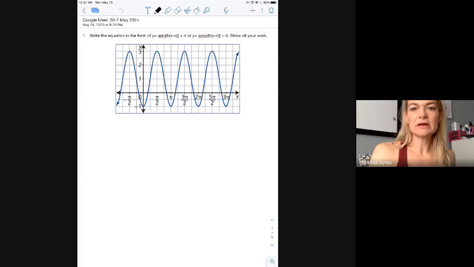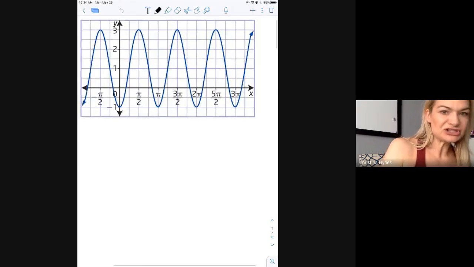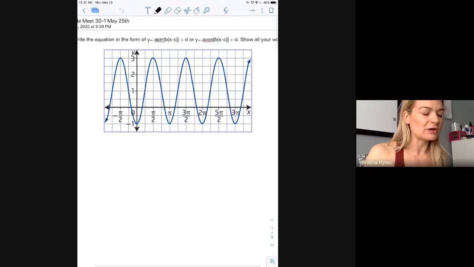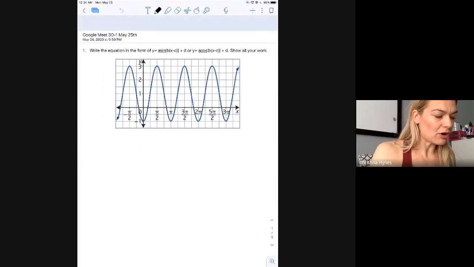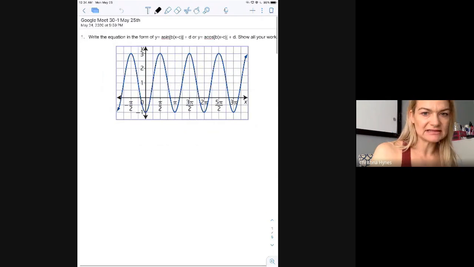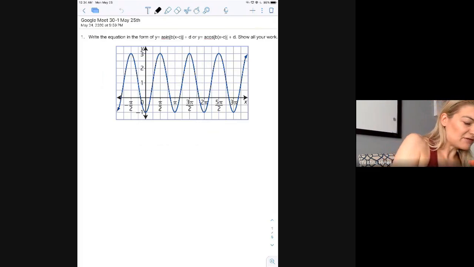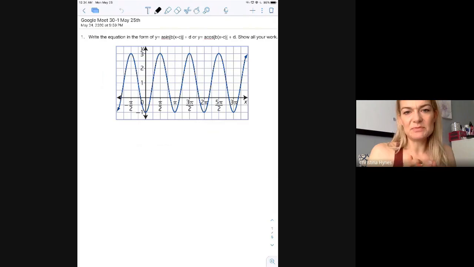Yep, perfect. Okay, so this one is similar to question number 1, where they give you a graph and they want you to write the equation either in the form of the sine or the cos graph. So you want to show all your work as well. So what you want to do is start by finding each of these letters. So A, B, C, and D.